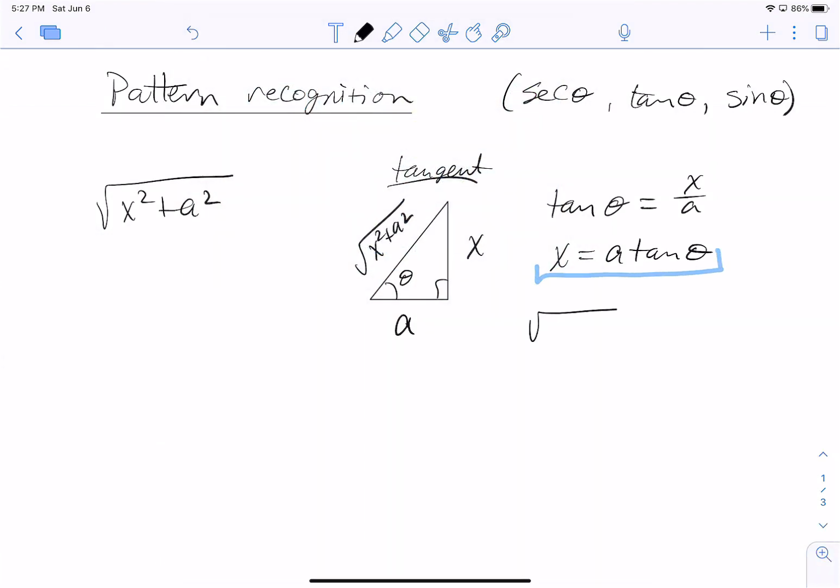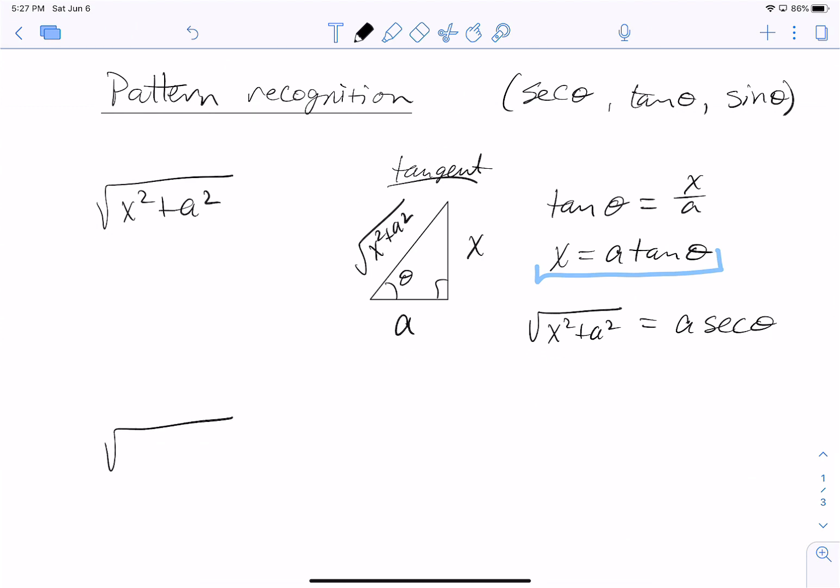It will follow that the square root of x squared plus a squared is equal to a times the secant of theta. And at this point, I'm going to say something that I often say. When it comes to trig and calculus, the secant and the tangent often go together. If you think about their derivatives, they show up in each other's derivatives. And here, when we set up this triangle using the tangent function, my substitution is x is equal to a times the tangent of theta, and the square root turns out to be related to the secant of theta.